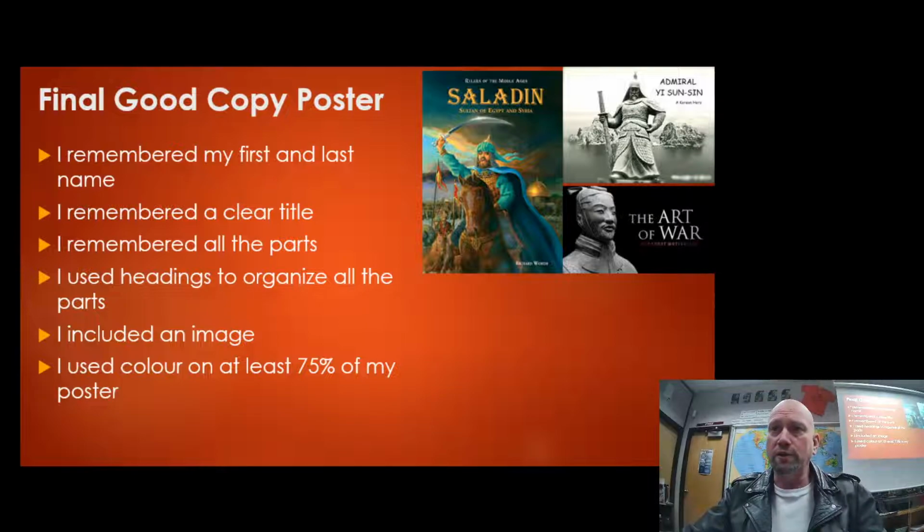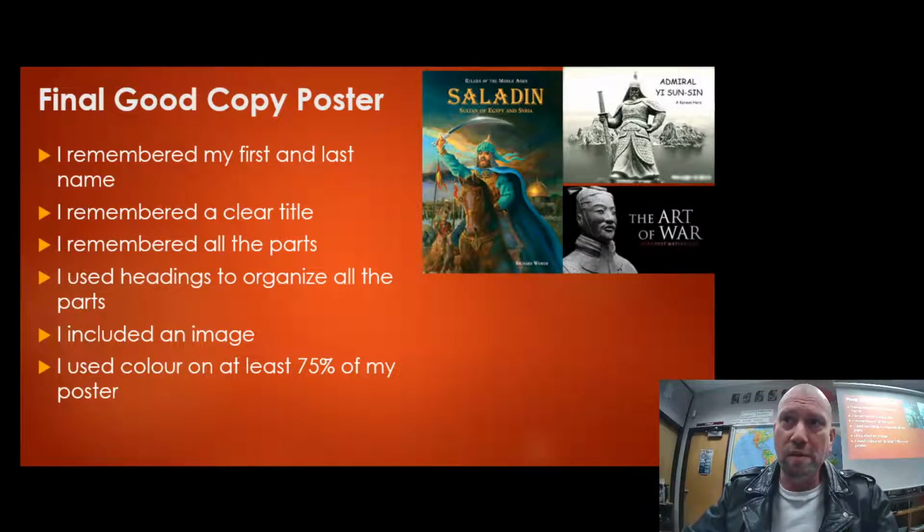Final, good copy of your poster. Check to make sure you remembered your first and last name. Check to make sure you have a clear title. Correct. Check and make sure you have all the parts. Check and make sure you've got headings to organize the parts. You've got 1, 2, or 3 images, and you've used color on at least 75% of your poster.